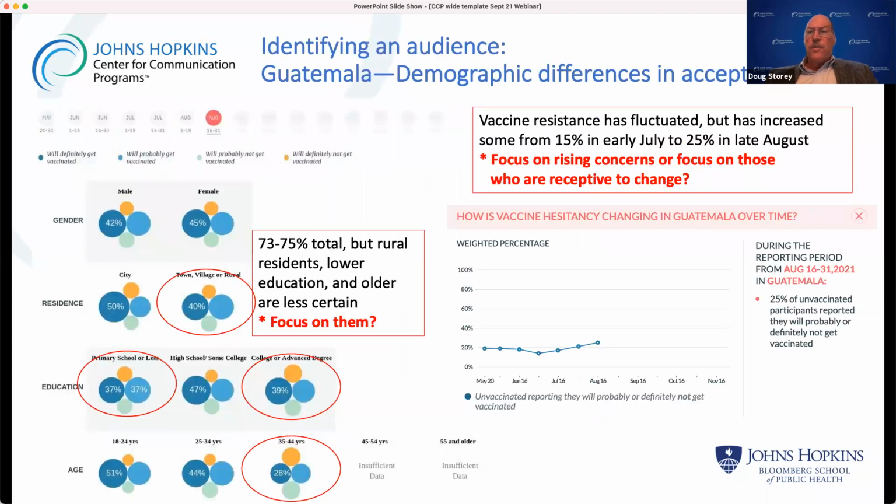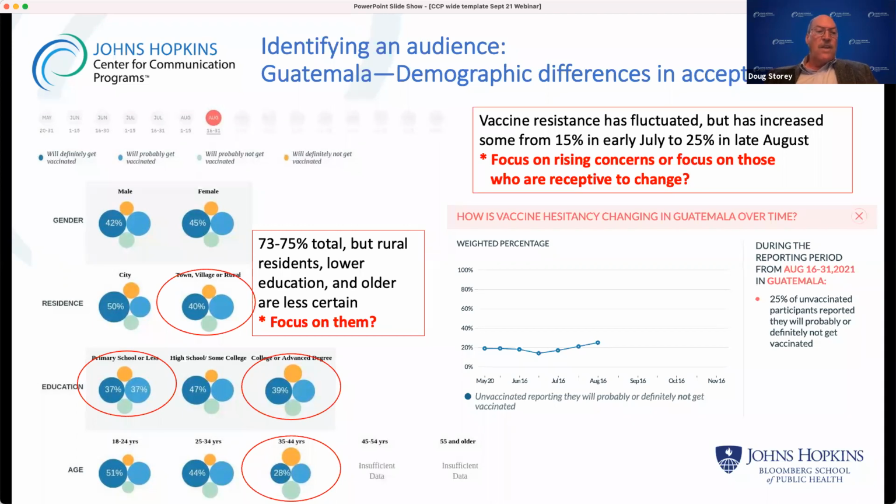So some of these visualizations will be familiar to you from the presentation that Toyen just provided. I'm going to start with an example of identifying potential audiences, and I'm using Guatemala in this case. You'll see the bubble graph on the side that provides a breakdown by gender, residence, education, and age in terms of whether people will definitely, probably not, or definitely not get a vaccination.